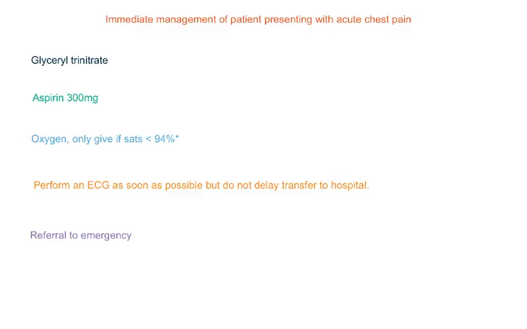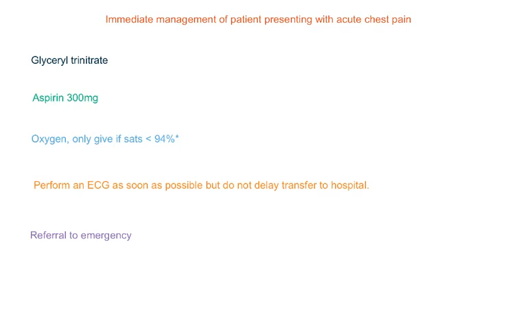Hello everyone. Today we will talk about the management of angina pectoris. Any patient who presents to you in primary care with chest pain and you suspect it to be anginal pain, then give them glyceryl trinitrate. Glyceryl trinitrate is also called GTN and it is basically given to abort the anginal attack.